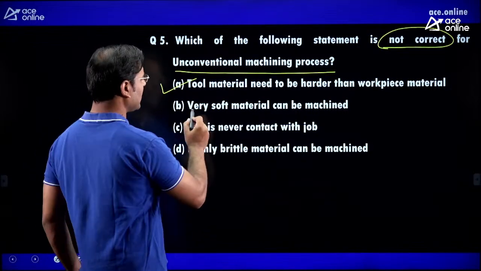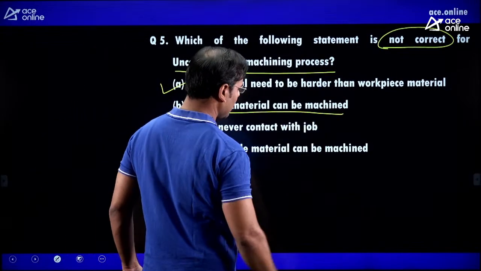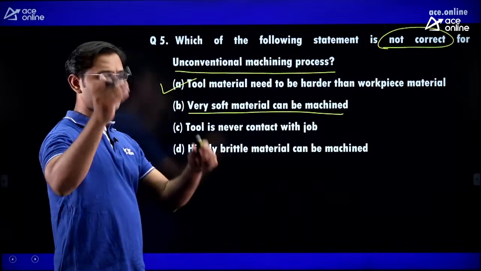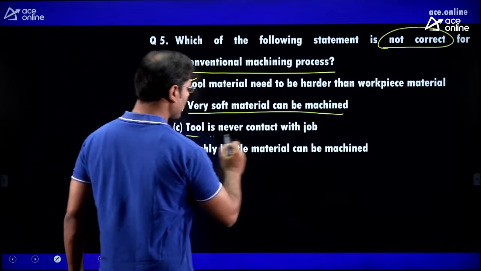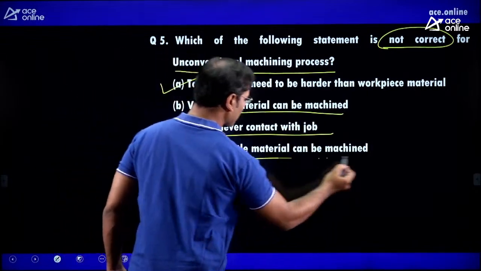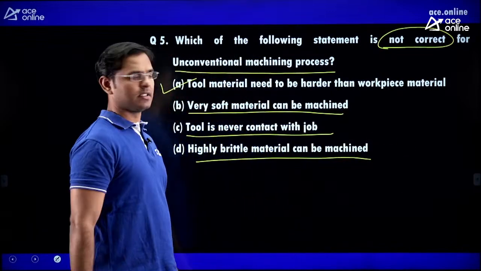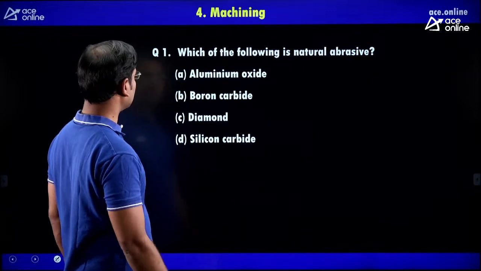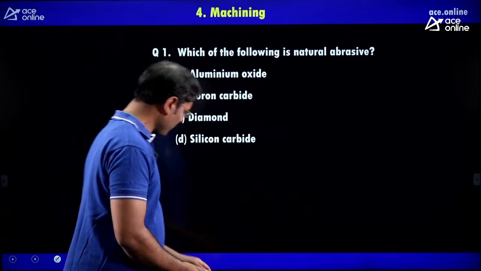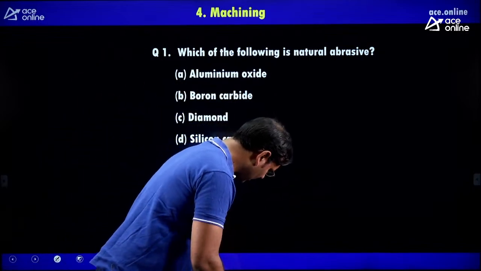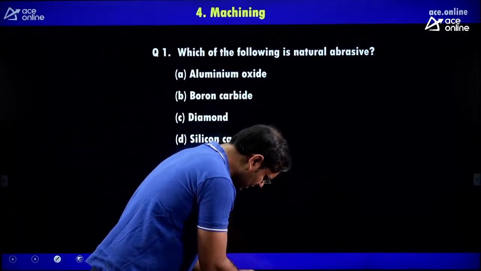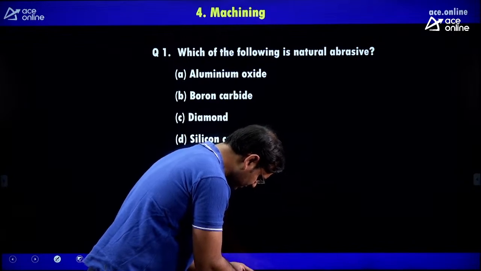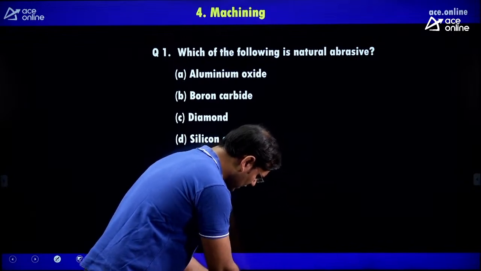Next, very soft material can be machined. Correct. In the non-traditional machining method, very soft material can be machined. Tool is never in contact with the job. Correct. Highly brittle material like glass can be machined. Correct. Next, now see some few questions on the machining chapter. You can see the few questions on the machining chapter.